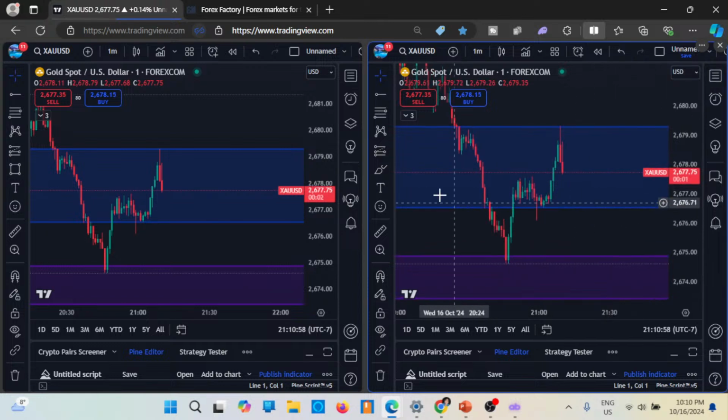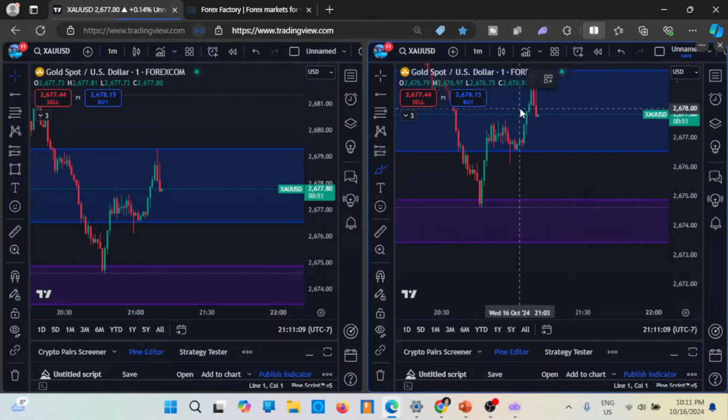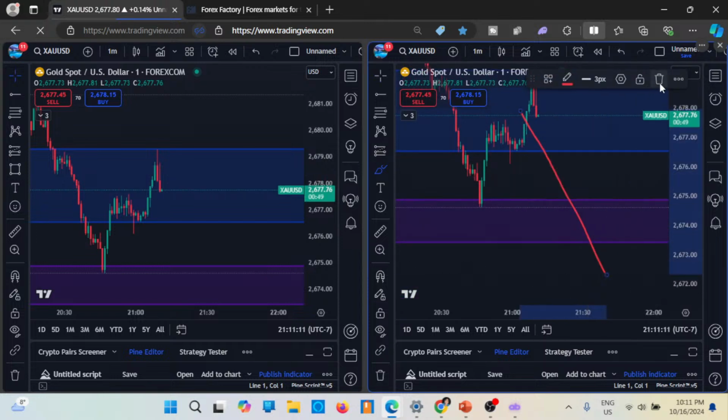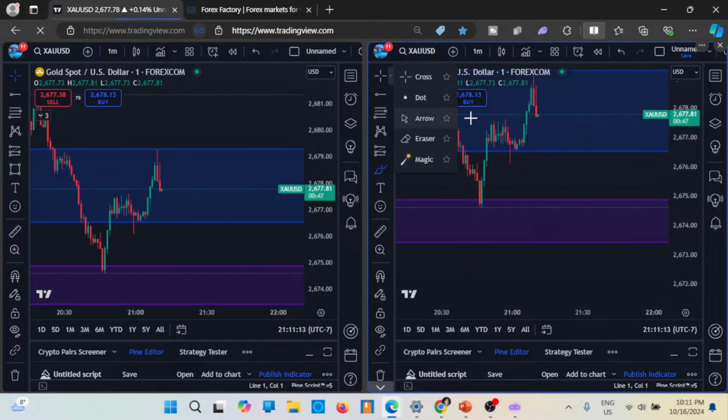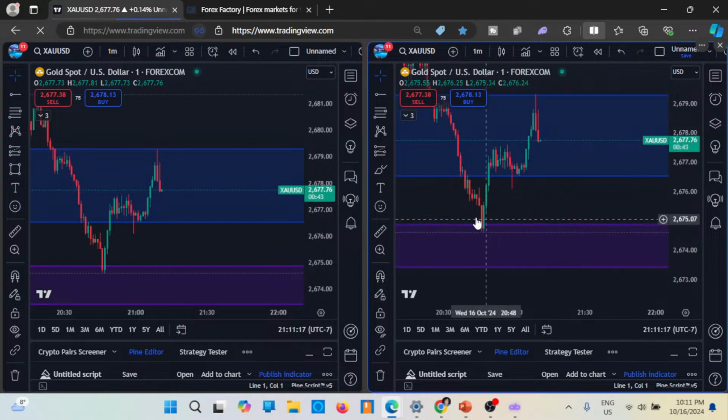Even though the price is getting rejected here and it's coming down, it does not mean that the price is going to suddenly crash and head all the way down. It just means that the price is coming back down. It's most likely going to return to this support here. That's the main level.